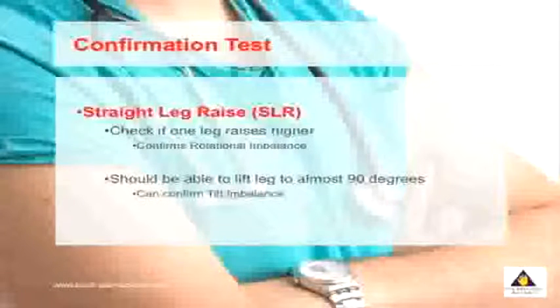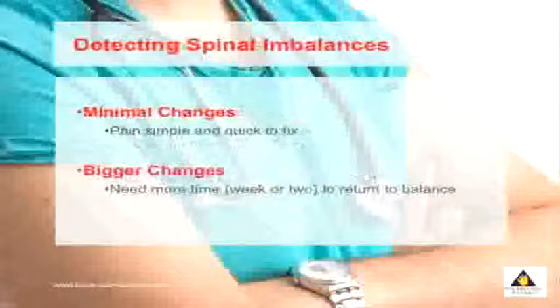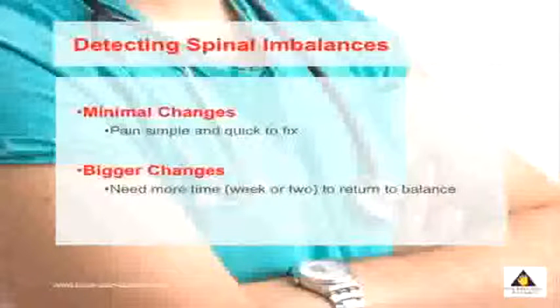Secondly, people should be able to lift their leg up to almost 90 degrees. Now, if you find that you can't lift your leg up to 90 degrees, and if both your legs are similar, then you may have those tilt type imbalances. But these two simple tests indicate that there are imbalances in your spine. Now, the greater the change, the more the imbalance. If there's minimal change, then it means that your pain is very simple and very quick to remove. If the imbalances are greater, then pain is still very simple to remove, but it will take a small amount of time to return your spine to balance.